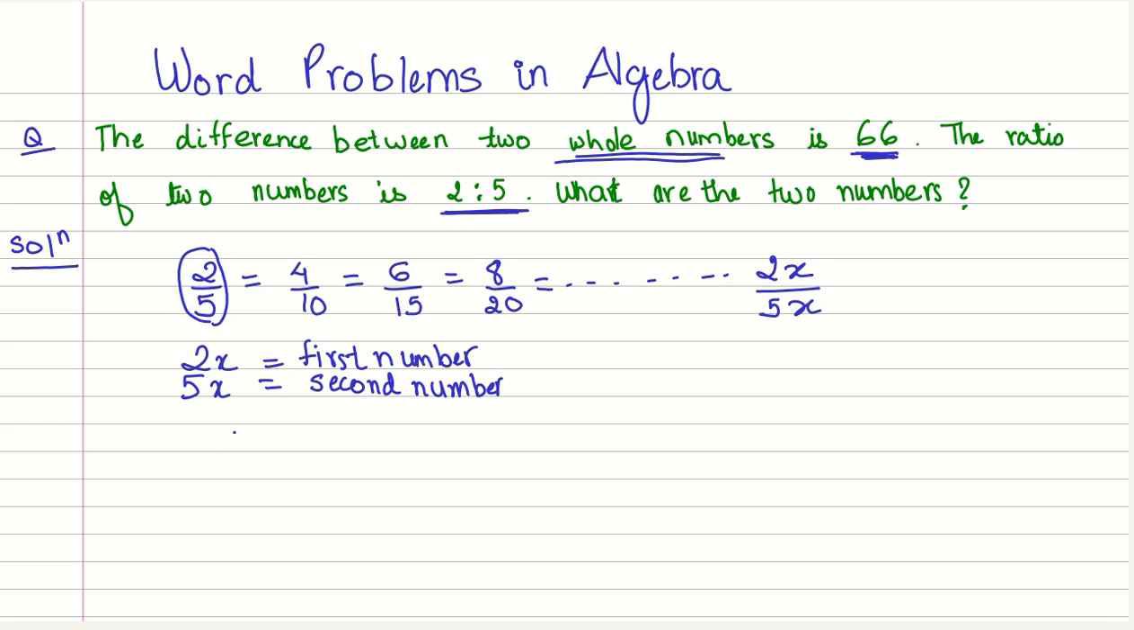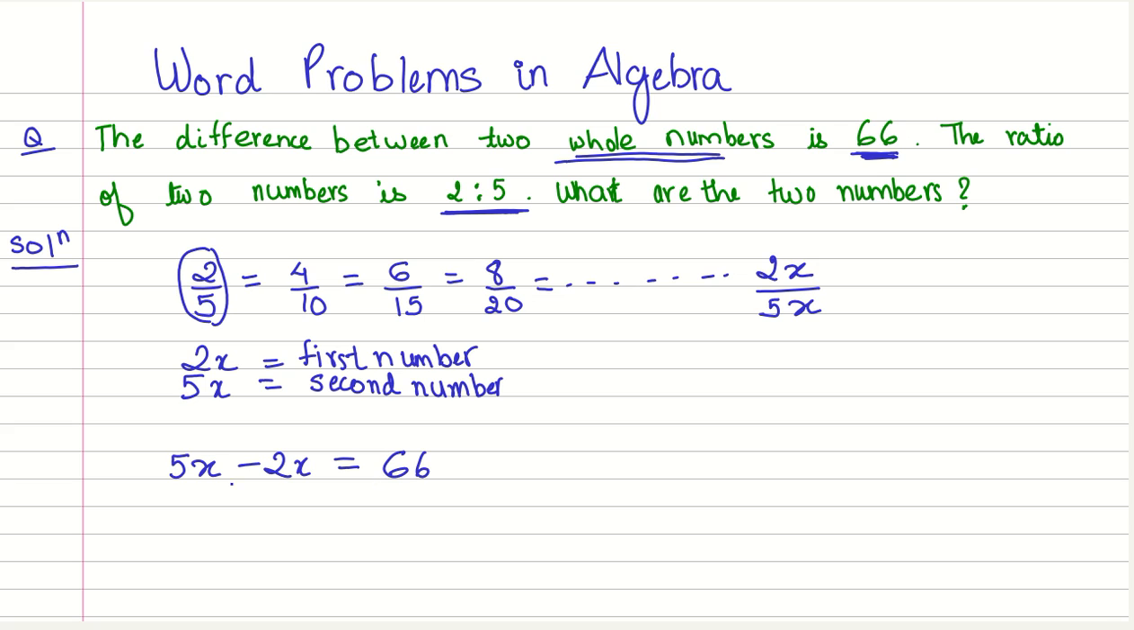So 2x and 5x. Now the problem says that the difference between the two whole numbers is 66, which means 5x is going to be bigger than 2x for the same value of x. Because they are whole numbers, we have to subtract the smaller number from the bigger number. So in this case, we will have 5x minus 2x. This is what gives us the difference, and that is 66. This is our equation.